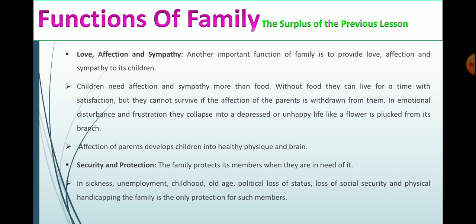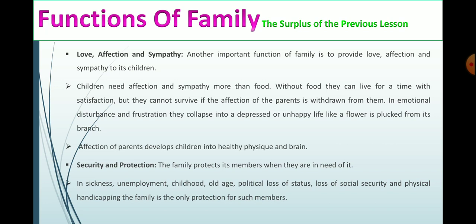Because if these points are kept in mind by parents, it will affect their children positively. Children need affection and sympathy more than food. Without food, they can live for a time with satisfaction, but they cannot survive if the affection of the parent is withdrawn from them. In emotional disturbance and frustration, they collapse into a depressed or unhappy life, like a flower plucked from its branch.